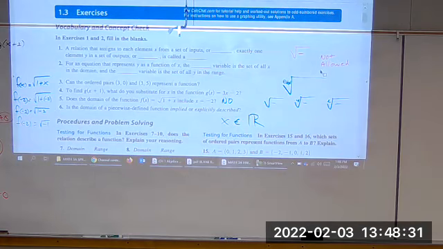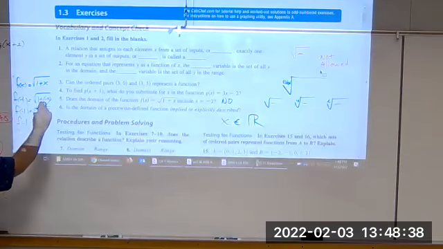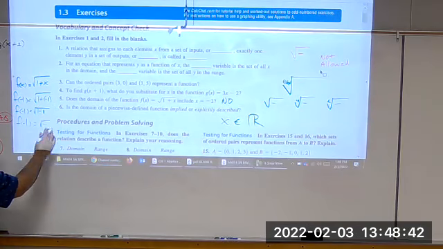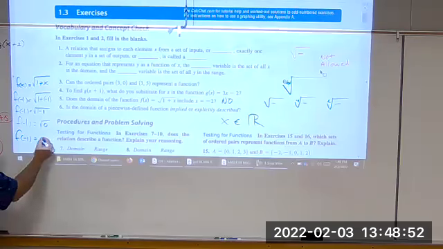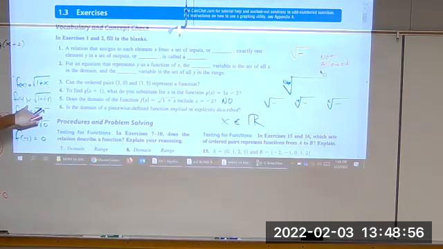If it asks, does it include -1? Well, if I plug in -1 instead, 1 plus -1, which is now 1 minus 1, that's the square root of 0. What's the square root of 0? 0. So f of -1 actually works. So if this were the function, yes, -1 works because it's 1 plus x.